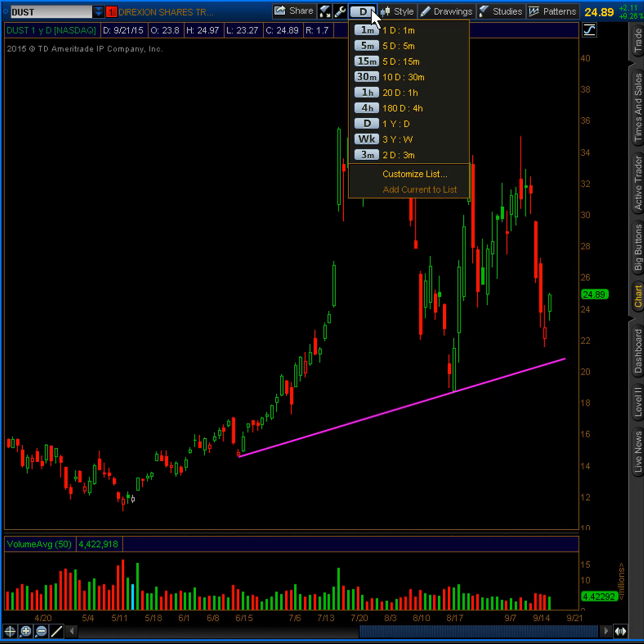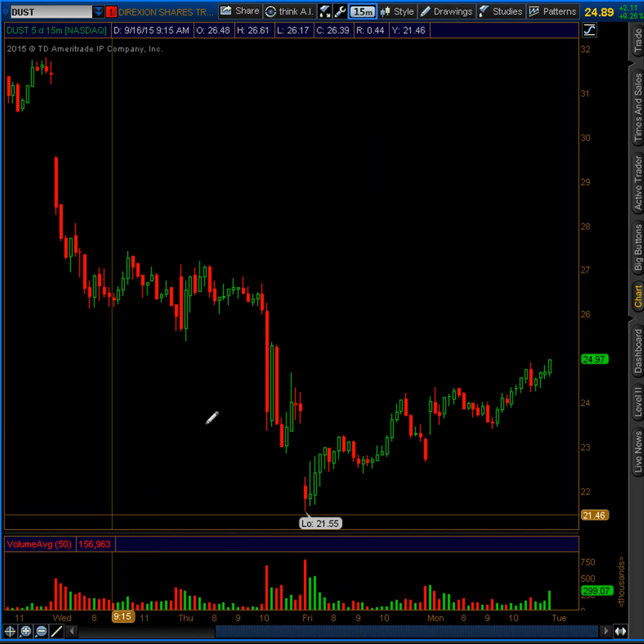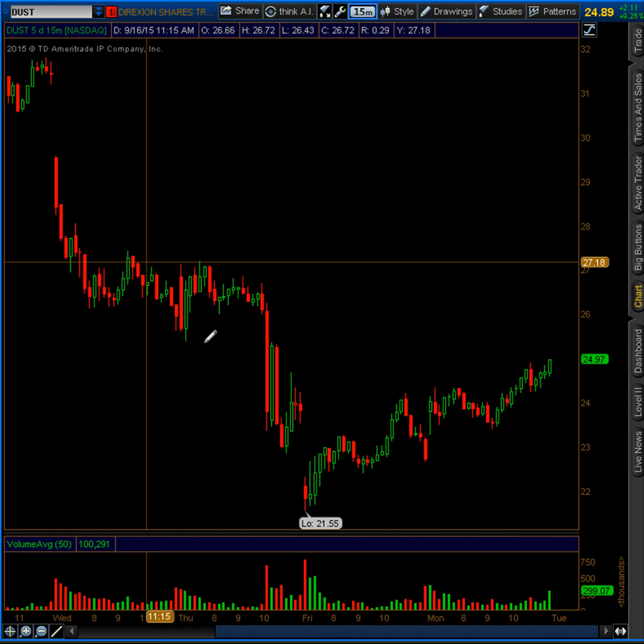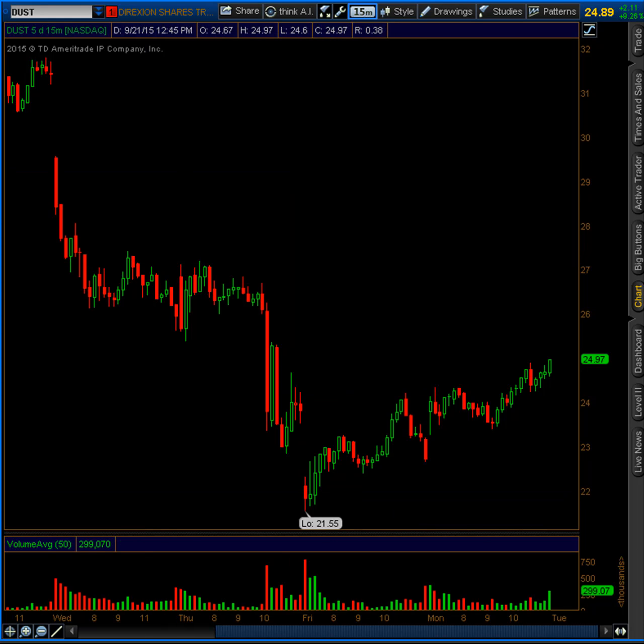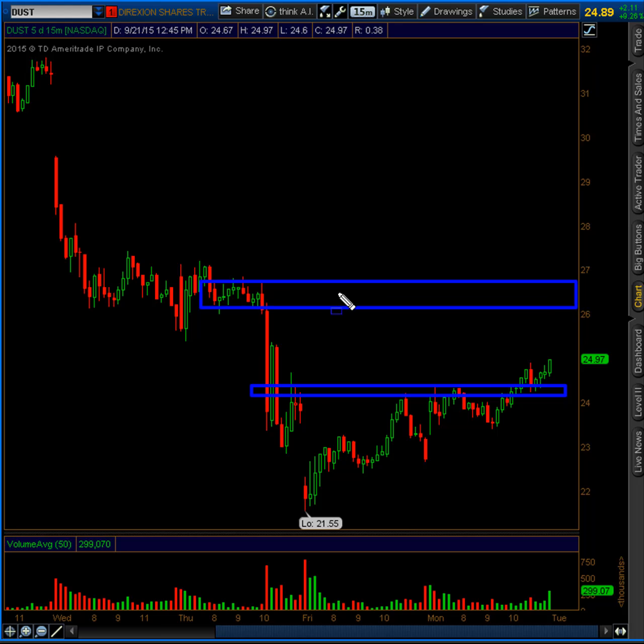Now going back, I'm going to 15 minutes and I'm going to show you something. Beautiful downtrend, right? If you look at this area, this is where the price kept bouncing from, right around here. This is resistance, resistance, resistance. Once you break out of this, obviously it's going to have a little bit of push up and possibly even come test this area right there.